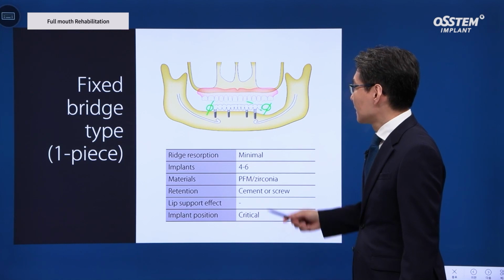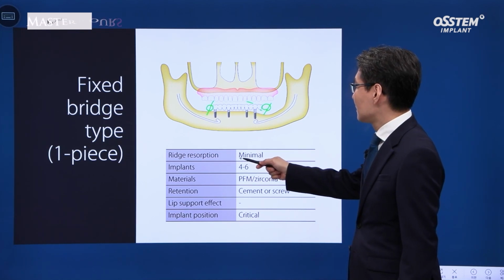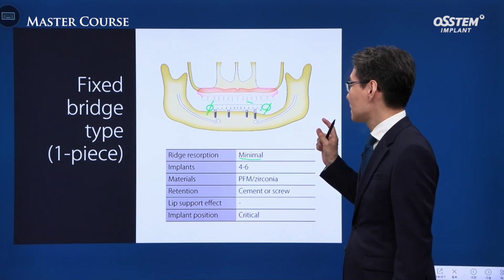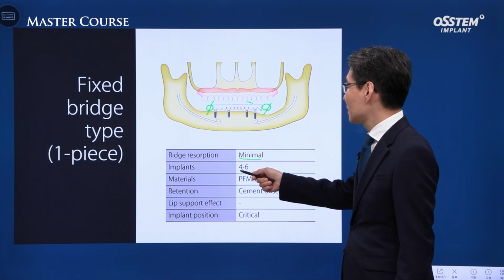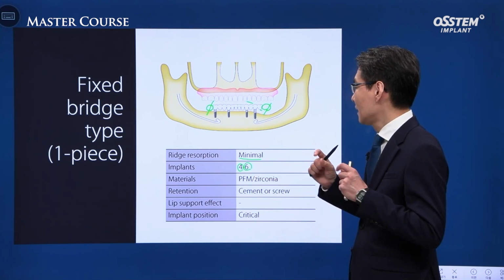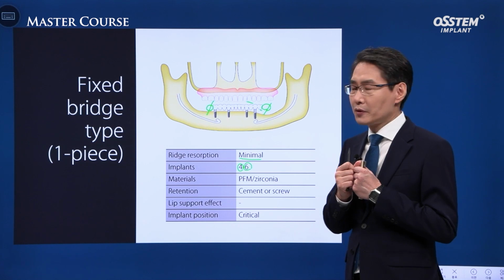The level of ridge resorption may be small, or even if it is over moderate level, it's not going to be a problem. The minimum number of implants to be placed is about 4 to 5 or 6, and the entire arch is tied together. You use a PFM or zirconia.